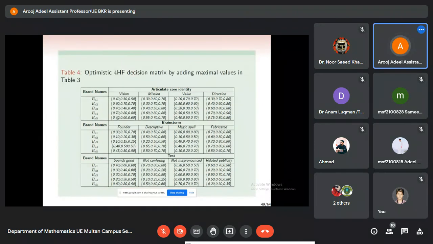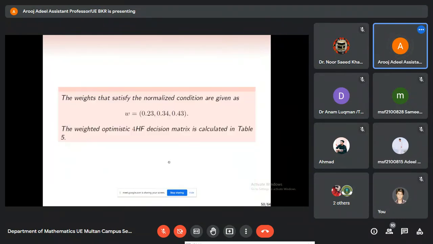In the next step, we find the optimistic 4 polar Hesitant fuzzy decision matrix by adding the maximal value, which is given in Table 4 and in this slide here. In the next step, we assign the weights to the values. Here the decision maker chooses these weights: 0.23, 0.34 and 0.43, and these are normalized weights and satisfy the normalized condition because their sum is equal to 1.